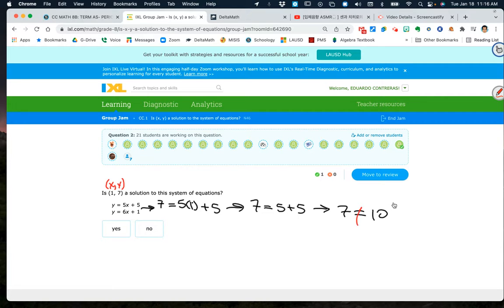That's not equal. So guess what? We don't need to go any further. What are we going to say? Yes or no? No. Not a solution. So everyone pick no. Okay? Okay. Make sure you pick no. Still waiting on a few more people.